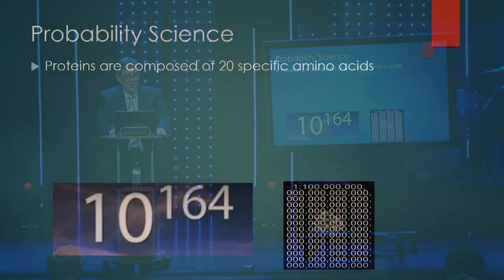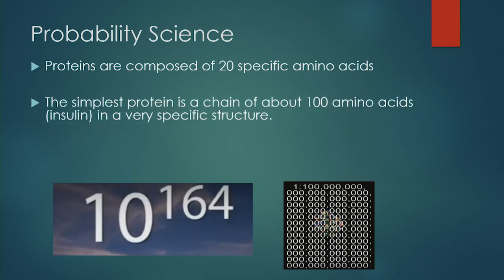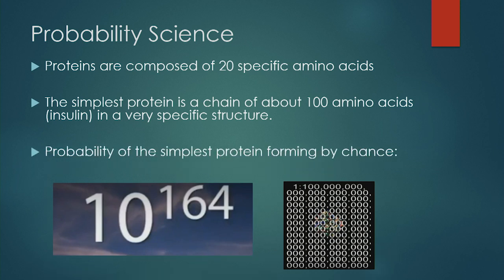Now, as you know, I already mentioned this, proteins are composed of 20 specific amino acids, but there's about 300 or more amino acids that occur randomly in nature, but only 20 are used for living organisms. The simplest protein is a chain of about 100 amino acids, like insulin, which metabolizes sugar in the bloodstream, but it's in a very specific sequence. And so the statistical probability of the simplest protein forming by chance is 1 in 10 to the 164th power. I mean, it is absurdly remote, virtually impossible.